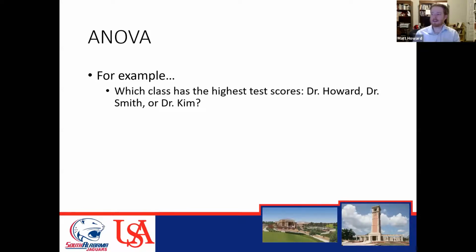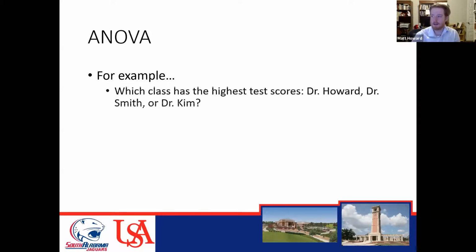So for example, some questions you might have that you would use an ANOVA for: which class has the highest test scores? Is it Dr. Howard, Dr. Smith, or Dr. Kim? Once again, we're comparing average test score, we're comparing the means, and in this instance, we have three groups, Dr. Howard, Dr. Smith, Dr. Kim, and we have that separate measured outcome of test scores.